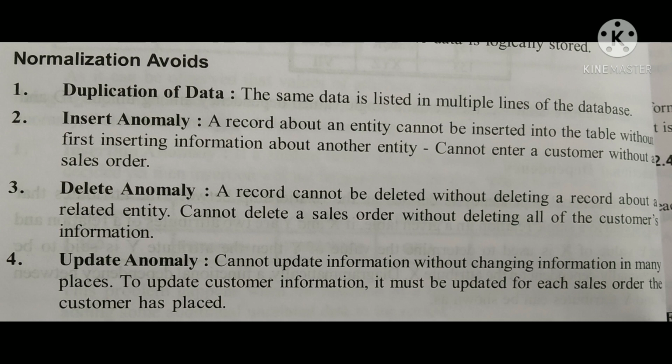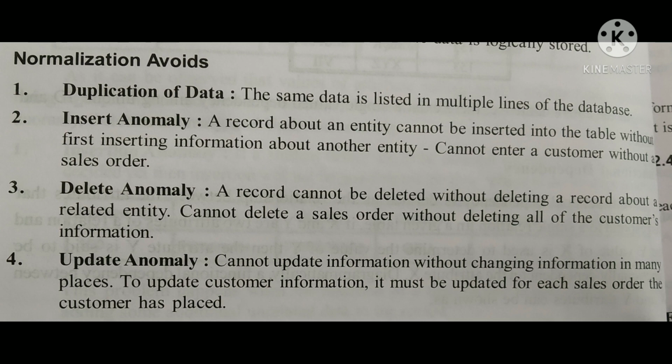The process of normalization, and here we can discuss the first normal form. What is the first normal form? Generally, a normal form in database normalization is a technique of organizing the data in the database. Normalization is a systematic approach of decomposing tables to eliminate data redundancy and undesirable characteristics like insert, delete, and update anomalies.